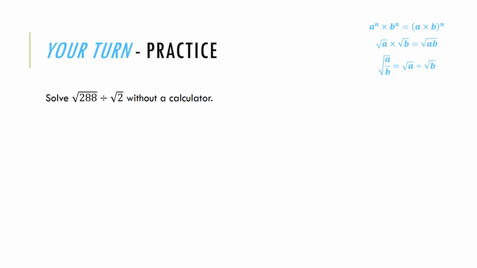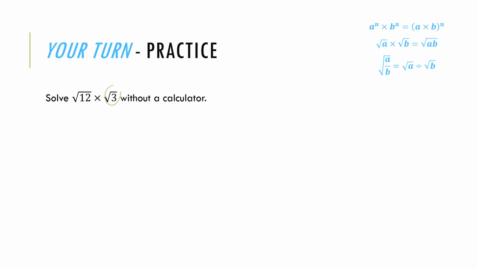Now it's your turn. Have a go at solving this one, and you're going to have to use this rule here. Okay, so if we rewrite this one, we start with 288 divided by square root of 2. We can rewrite this as a fraction. So square root of 288 divided by 2. Again, if you don't know how to do this in your head, you can use long division. You're going to get square root of 144, which we should know by now is going to be 12. And now have a go at this one.